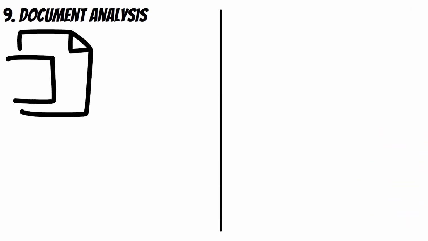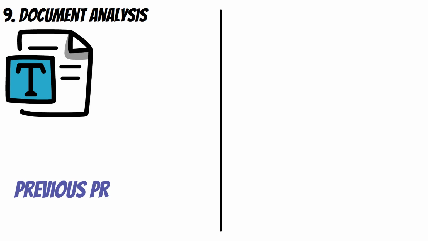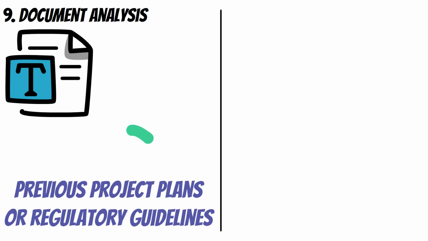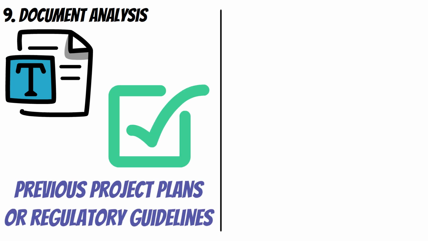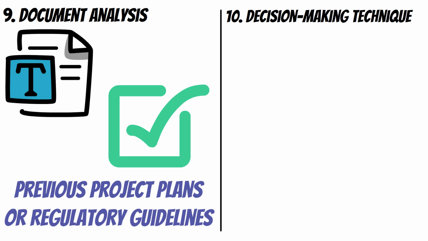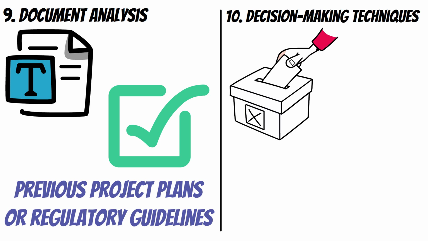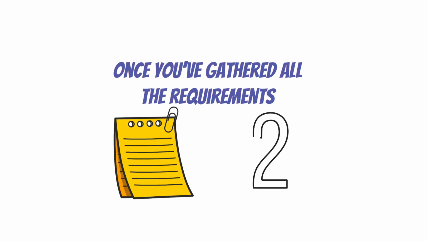9. Document analysis. Reviewing existing documentation, such as previous project plans or regulatory guidelines, to identify relevant requirements. 10. Decision-making techniques. Methods like voting or prioritization matrices to determine the most important requirements. Once you've gathered all the requirements, you document them in 2 key deliverables or outputs.